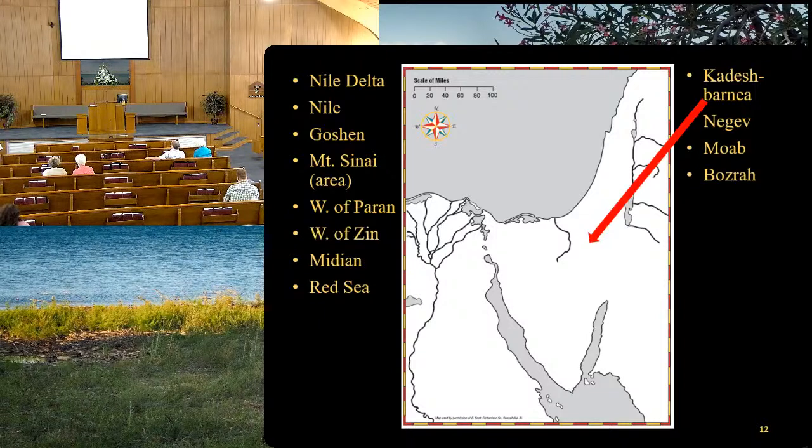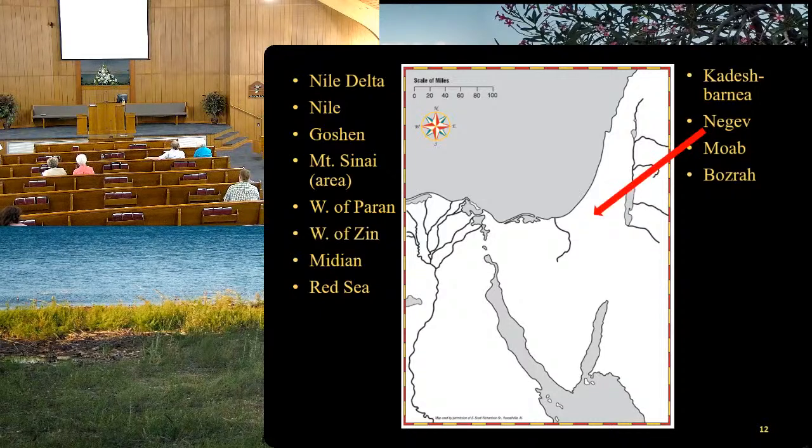Is that closer to the wilderness of Zin? It is. Yeah, wilderness of Zin is going to be more like that. It would be in that area, I guess, a little more to the right. Whereas the wilderness of Paran is more this area, going down a little bit as well.